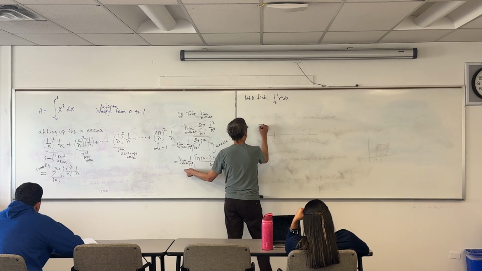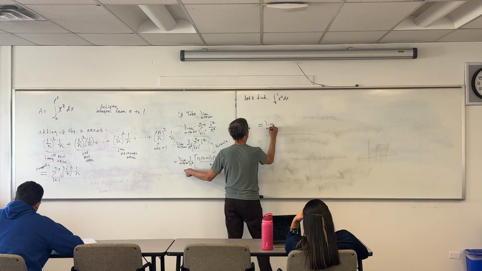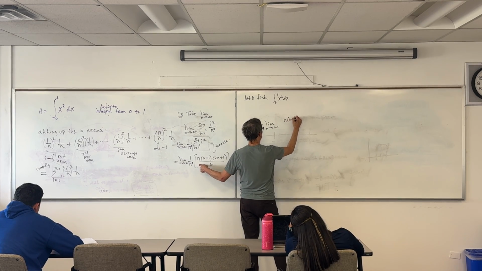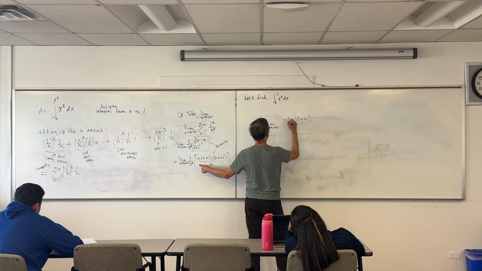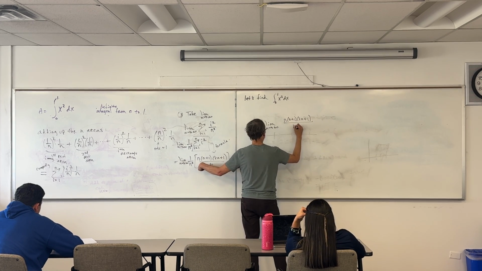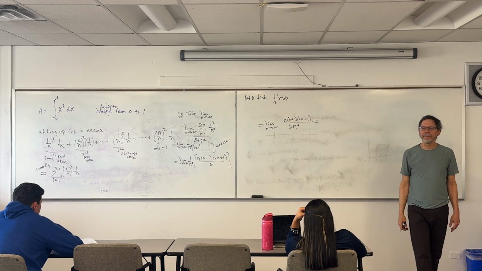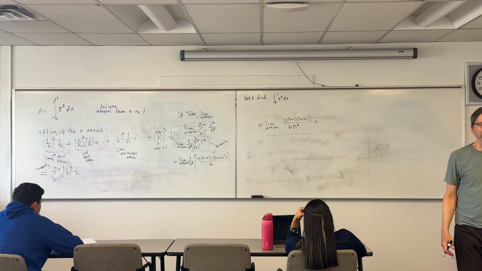So this is equal to the limit as n goes to infinity. On top, I've got n times n plus 1 times 2n plus 1. And on the bottom, I've got 6n cubed. Take a minute, see if you can evaluate that limit.